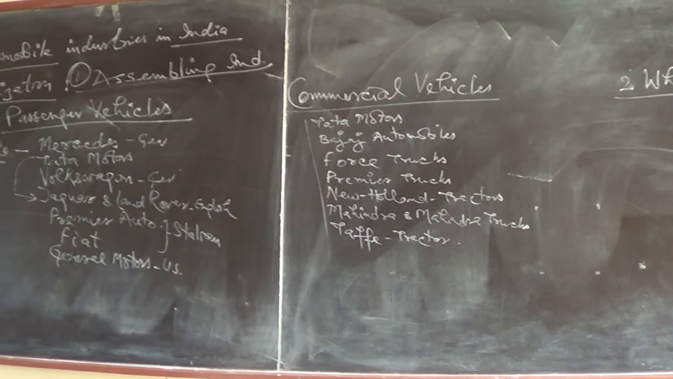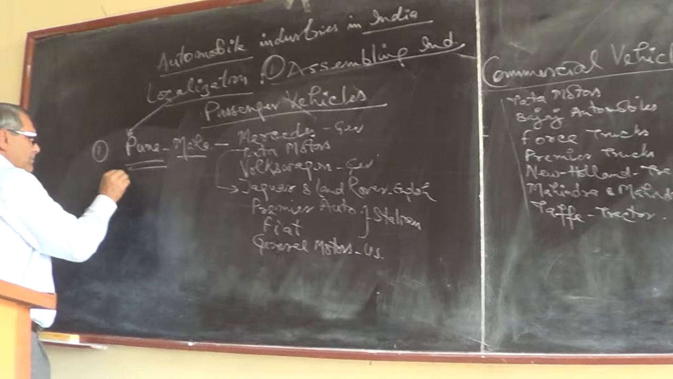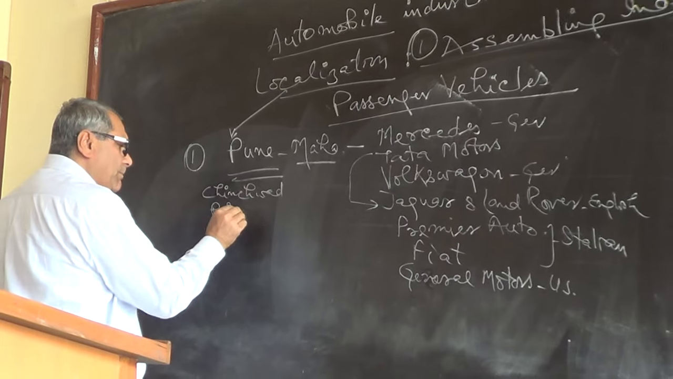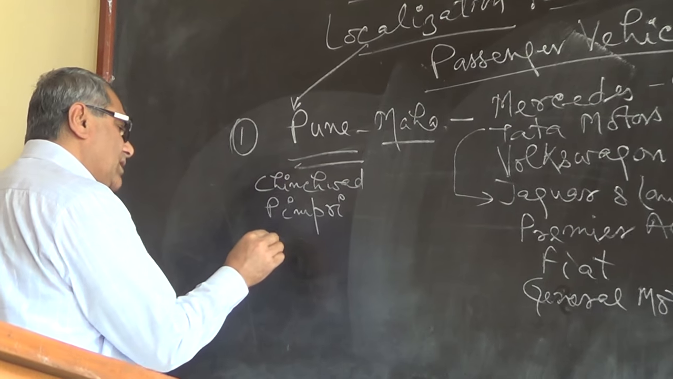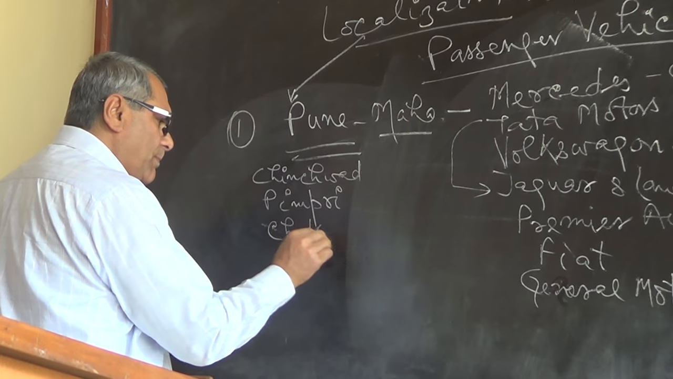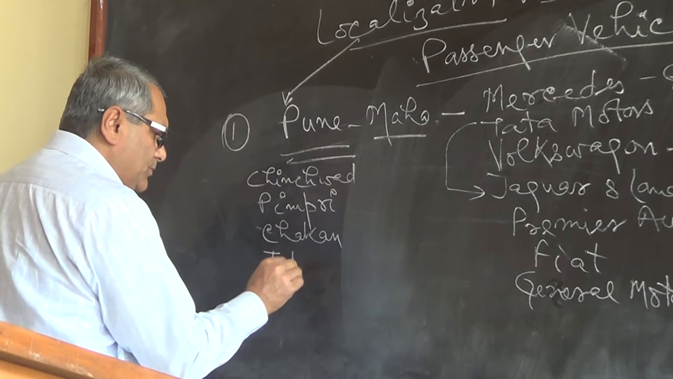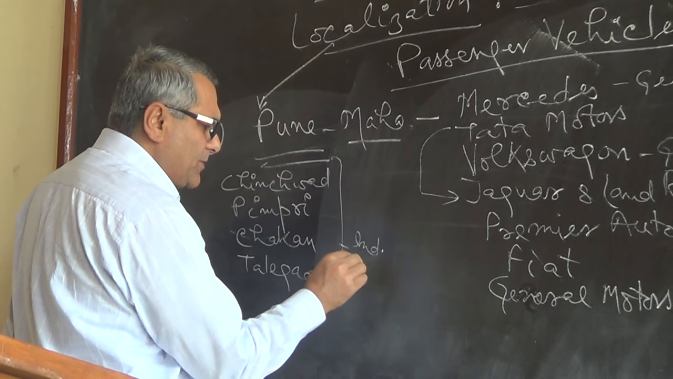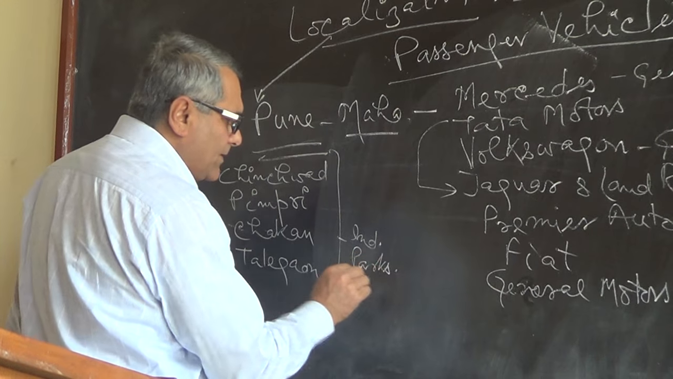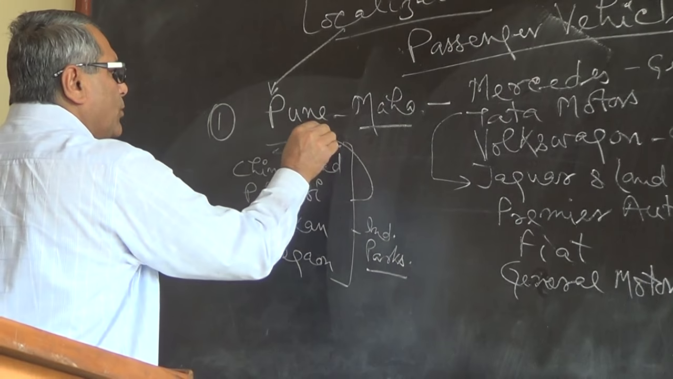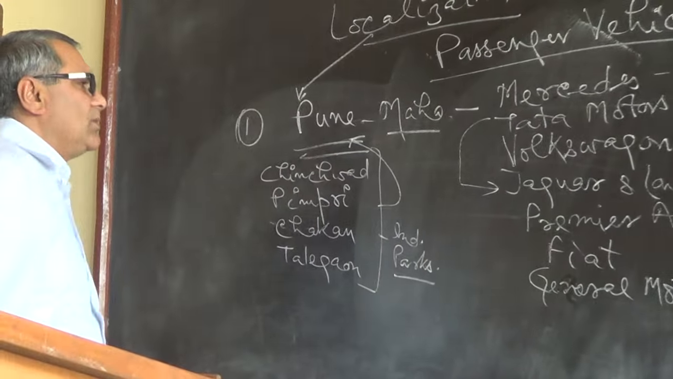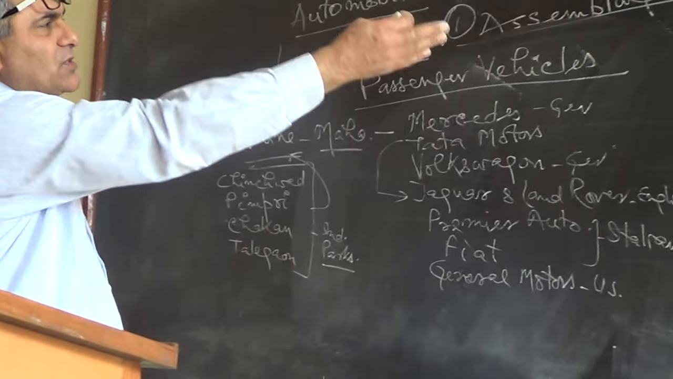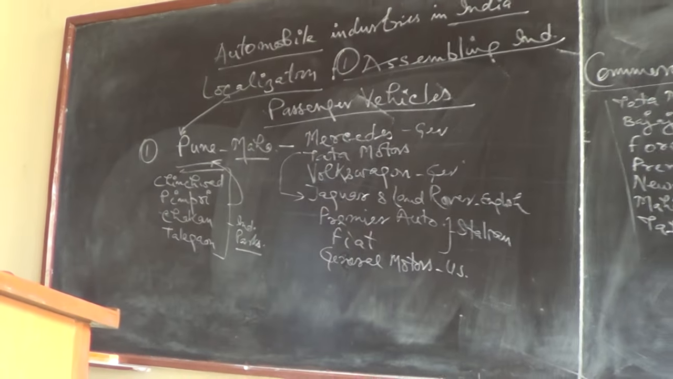So Pune has Chinchwad, Pimpri, Chakan, Talegaon. These are all industrial parks. These industrial parks all together provide their products to the Pune super specialized as per the requirement. So some of the world's best vehicle manufacturing companies are in Pune.